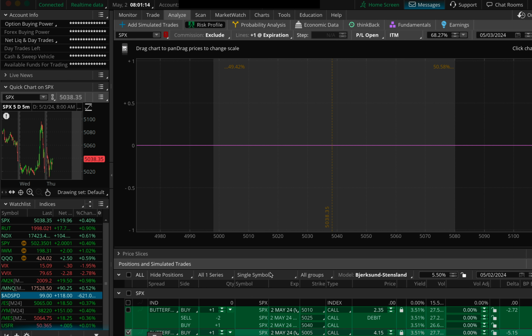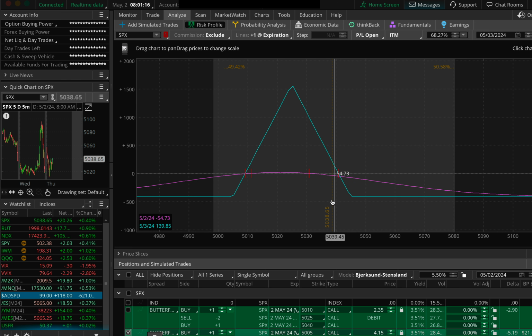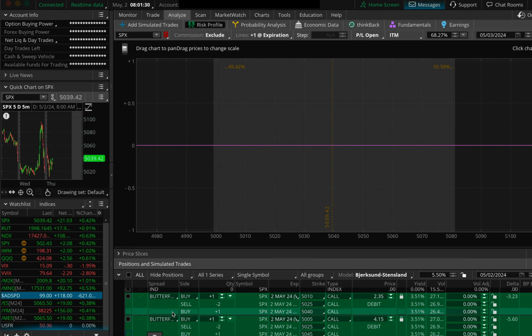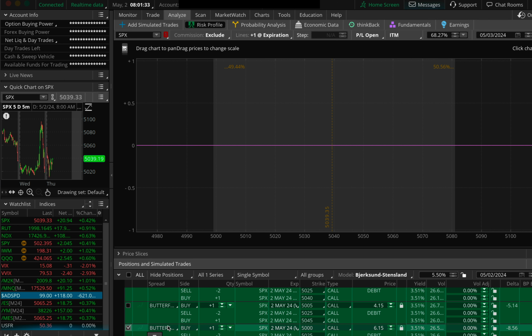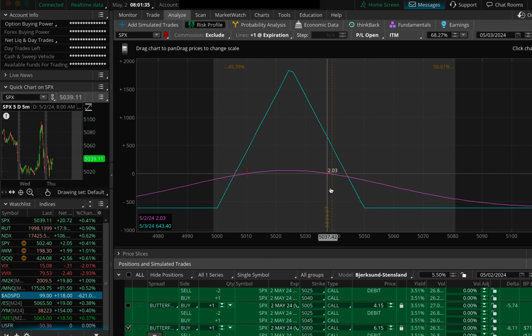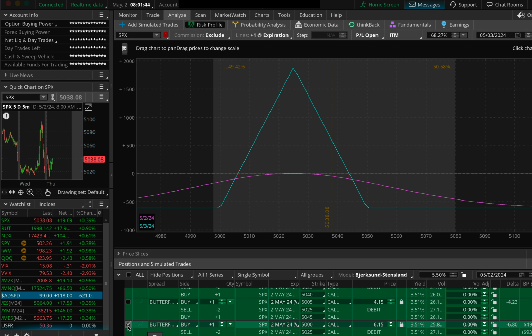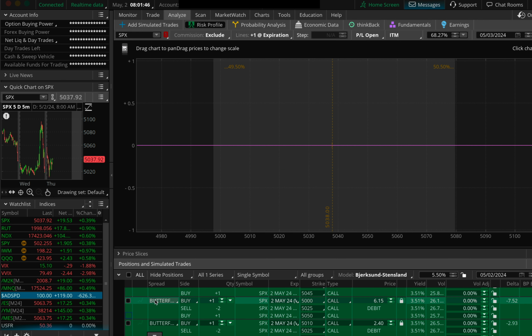Here is our 20-point wide butterfly. This one's underwater, just inside the tent, and we should probably call it break even. It's bouncing above and below profit and loss. So let's call that break even as well. And then let's go down to the 25-pointer. So this is the 25-point butterfly. This one's inside the tent, and we'll call this break even as well. Showing a tiny bit of a profit, but let's just say break even. They're all break even.